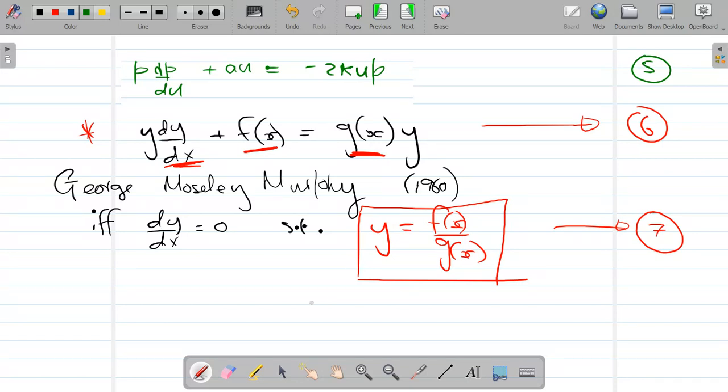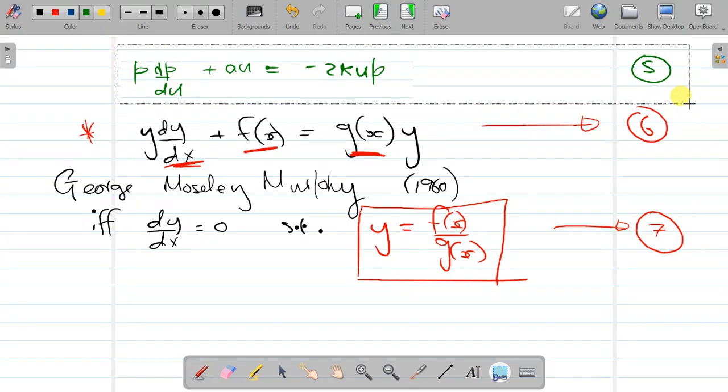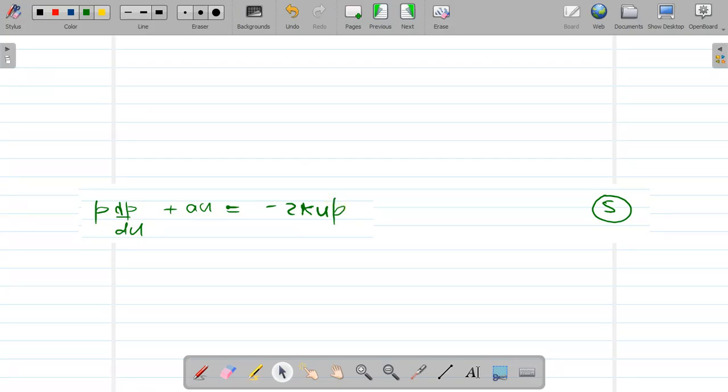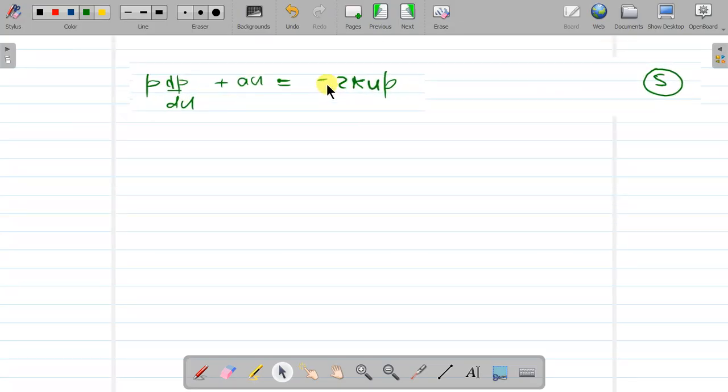And what I'm going to do is I'm going to cut that and add to new page. There we are.